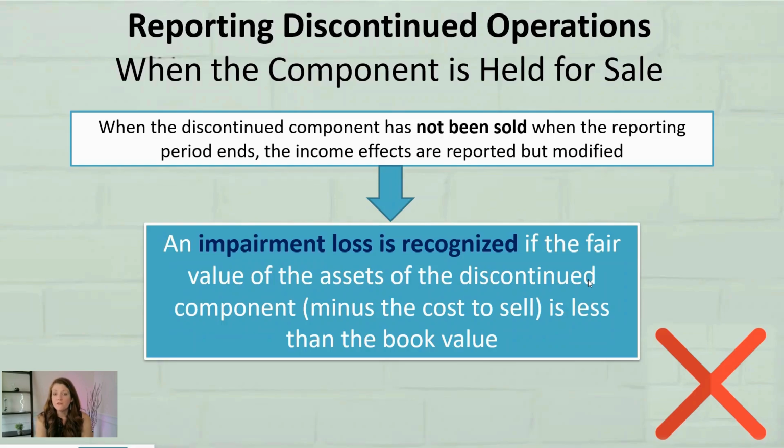So they're just going to show an impairment loss if the fair value of the assets of the discontinued component minus the cost to sell it is less than the book value. So this is where they have not sold it, so they're not super clear on what it's going to end up being, but they need to go ahead and show the loss in the year that they have decided to discontinue these operations.